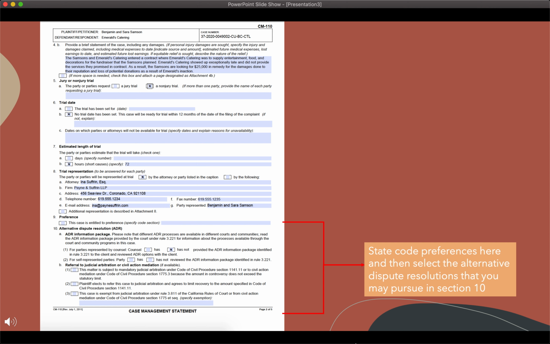This is about alternative dispute resolution, also known as ADR. This section is essentially discussing the alternatives to settling a dispute. There is mediation, arbitration, and other methods that are provided under Code of Civil Procedure Section 1141.11. You'll see a larger list on 10C on the next page.